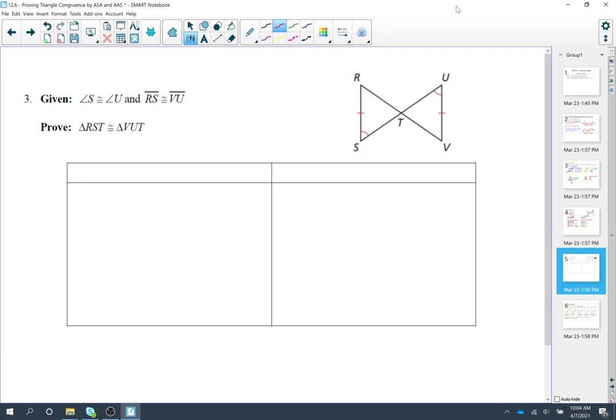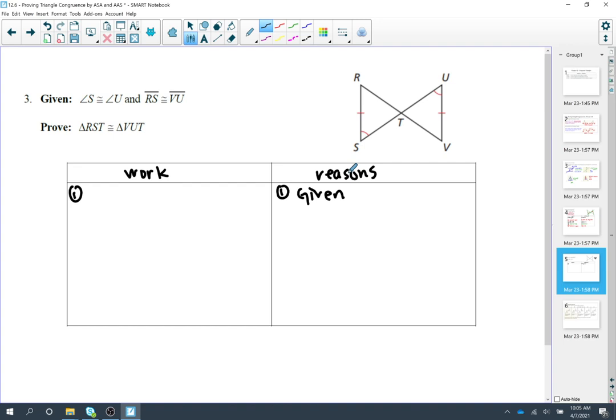Example 3. We are given that angle S is congruent to angle U and that RS is congruent to VU. We have to prove that triangle RST is congruent to triangle VUT. So before we get too far into this, let's set it up and put our work and our reasons. And then number 1 is always going to be our given, or at least part of our given.